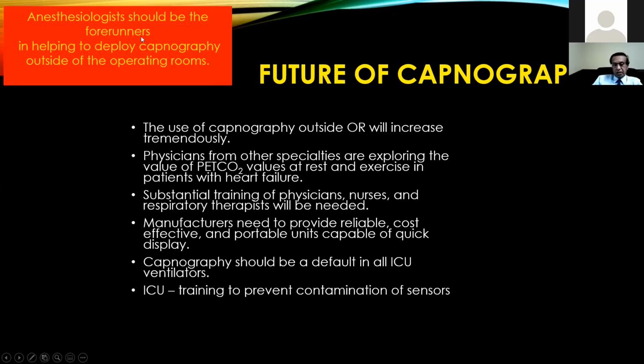Anesthesiologists should be the forerunners in helping to deploy capnography outside the operating rooms, because in an institution, anesthesiologists probably have substantial knowledge of capnography, since they use capnography in the operating rooms as a standard of care in every patient. And therefore, we are in a better state to help institutions implement capnography across all areas, particularly the sedation-providing areas in an institution, to enhance patient safety during procedures. Thank you.